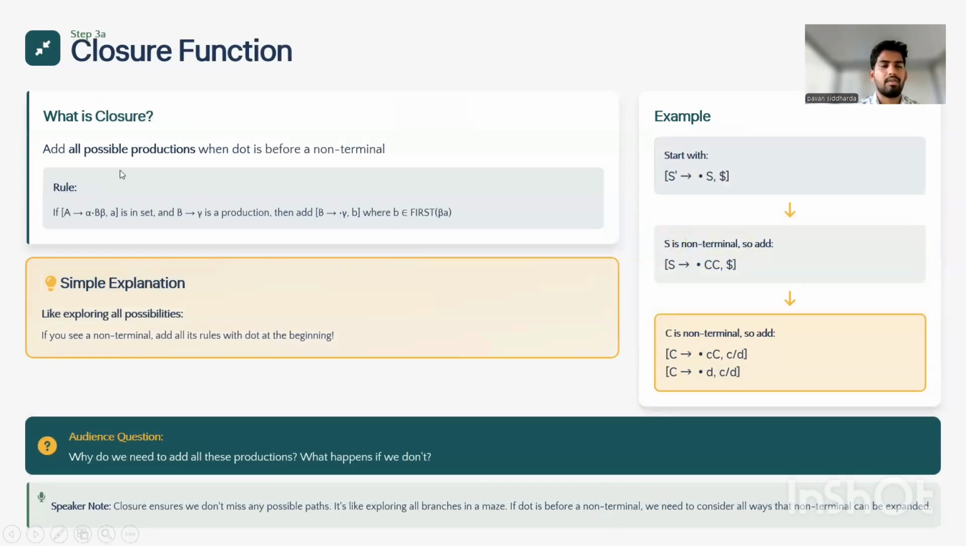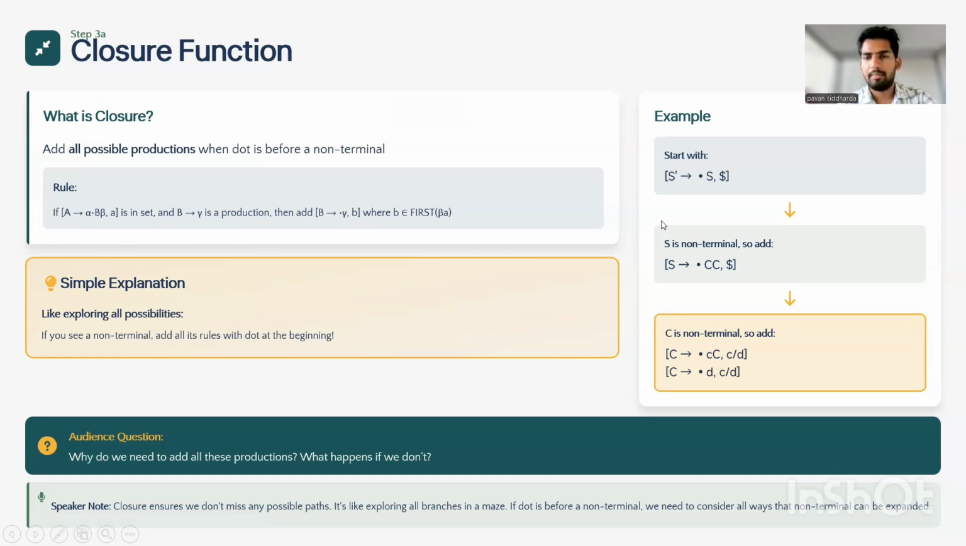Coming to the closure function. What is closure? Add all possible productions when the dot is before a non-terminal. After seeing the example, you can understand easily. If A gives rise to alpha dot B beta, comma a, is in the set, and B gives rise to gamma is a production, then add B gives rise to dot gamma, with the lookahead. So we should add all the possible ones.